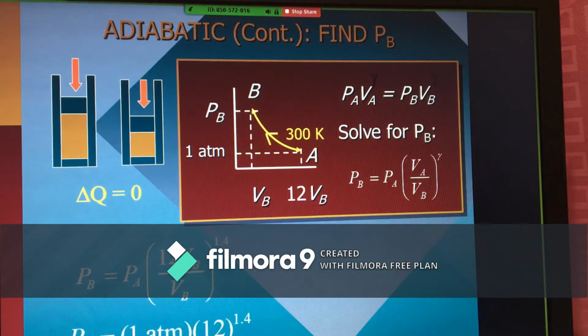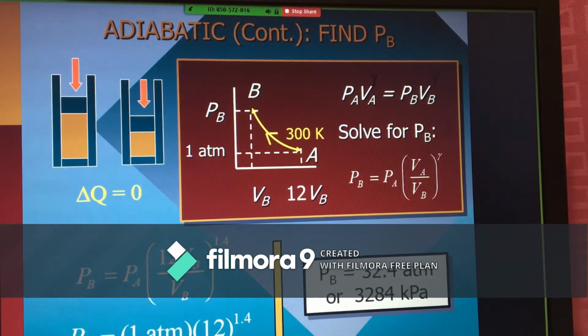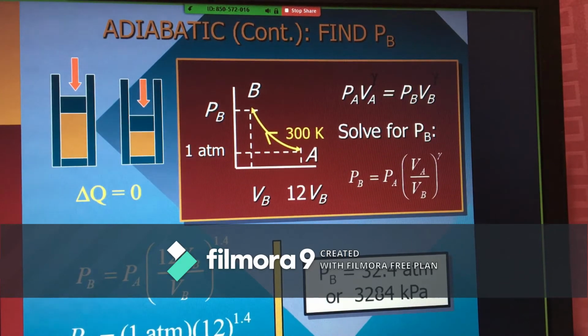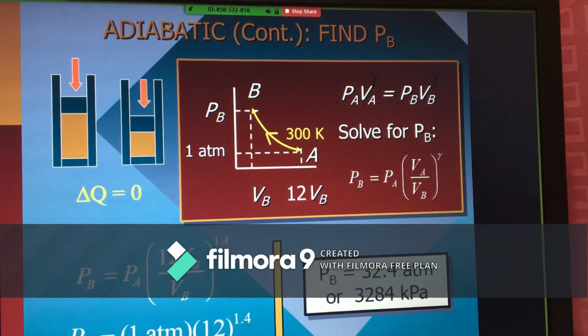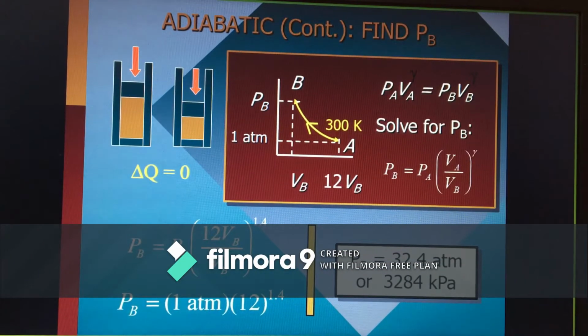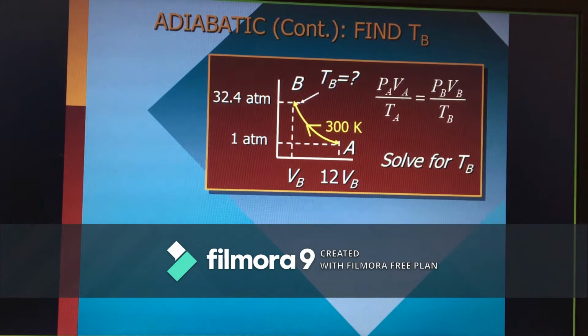So therefore, we got PB is equal to, substituting the pressure at point A, that is 1 atmosphere given in the problem, and we have here 12 raised to a power 1.4. So you got the pressure at point B, that is equal to 32.4 atmosphere, or in terms of Pascal, that is 3,284 kilopascals. Okay, any question, class? Okay, so let's continue. If you have no question, let's continue.